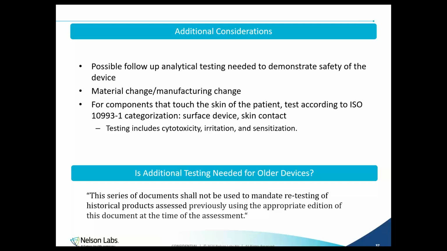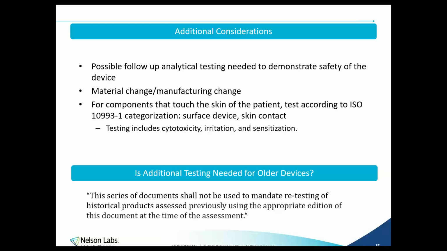If components touch the skin of a patient, they could be dual classified as an indirect breathing pathway as well as a surface device for skin contact. A great example of a device like this would be a CPAP mask that fits on the face of a patient. This must undergo the big three tests: cytotoxicity, irritation, and skin sensitization, as these endpoints are not covered within the risk assessment.